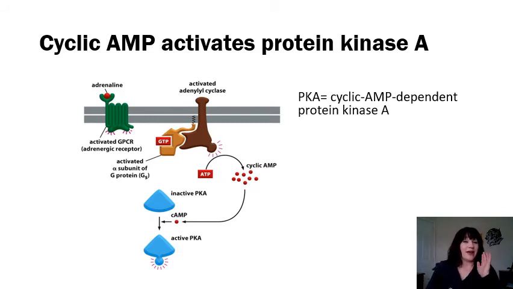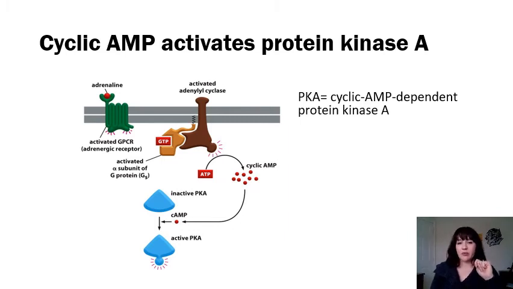So what happens if you make cyclic AMP? What does cyclic AMP do? Cyclic AMP acts on a target called protein kinase A, or cyclic AMP dependent protein kinase A. I know, super creative, right? So cyclic AMP molecules can bind and activate PKA, protein kinase A.